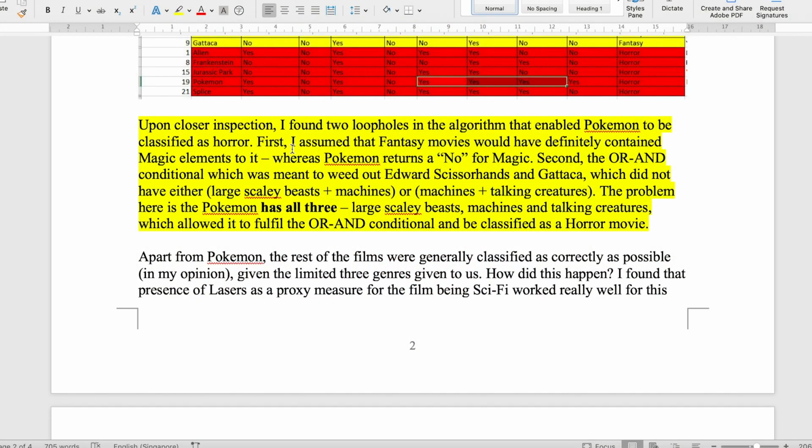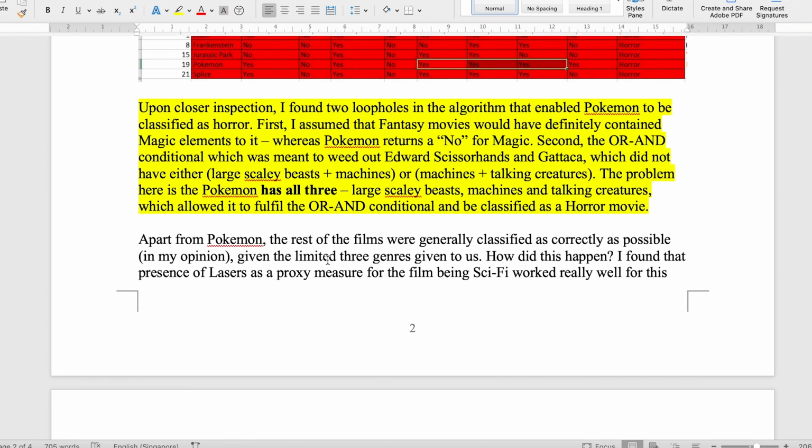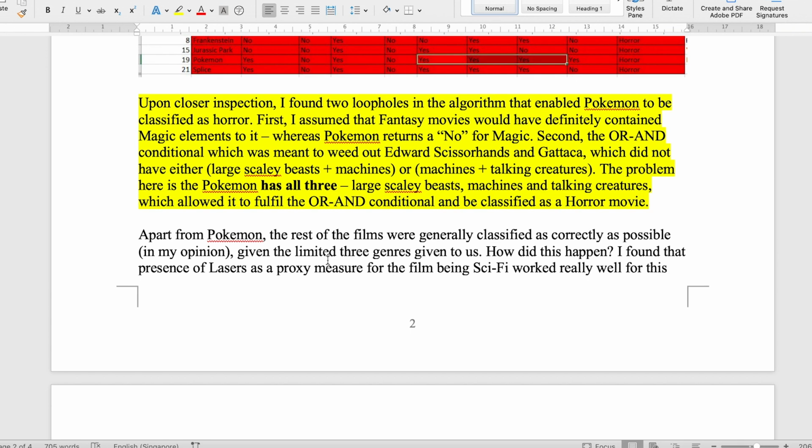If you didn't talk about these kinds of things, it shows that you still are not aware of how your algorithm works. In fact, this student goes even further. "First, I assume fantasy movies would have definitely contained magic elements, whereas Pokemon returns a no for magic. Second, the or-and conditional, which was meant to rule out Edward Scissorhands and Gattaca, which did not have large-scale beasts and machines, or machines and talking creatures. The problem here is that Pokemon has all 3." Large-scale beasts, machines and talking creatures, which allow it to fulfill the or-and conditional and be classified as a horror movie. You see, able to diagnose what is wrong.